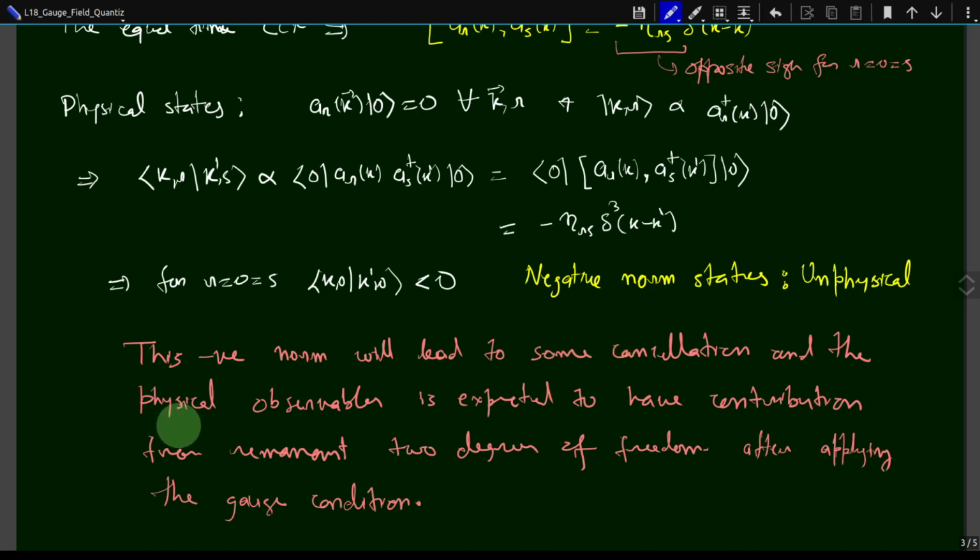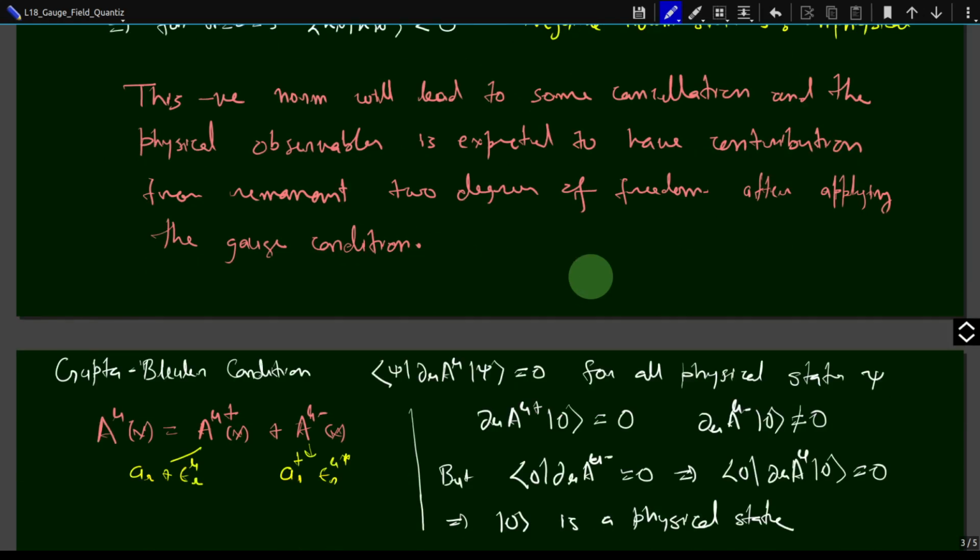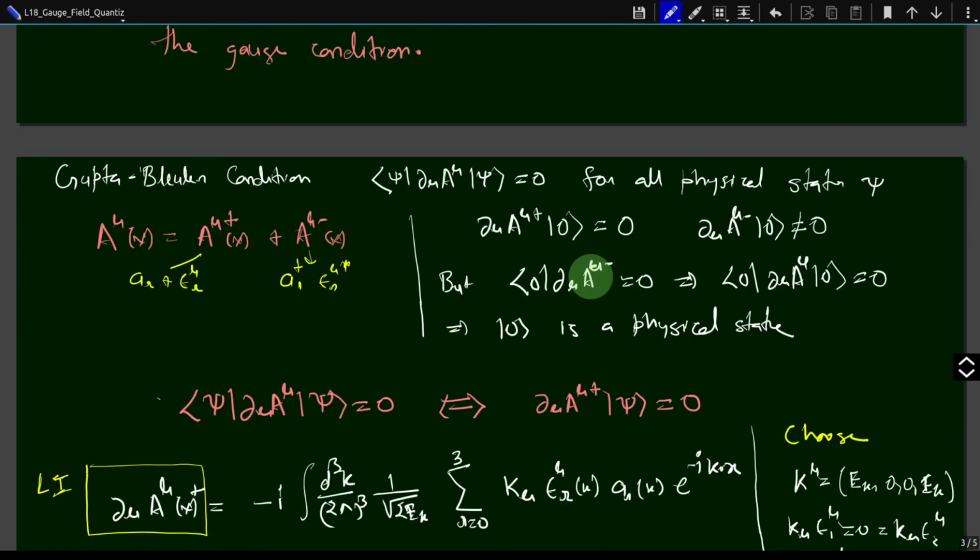So we expect that this particular negative norm will lead to some cancellation, and any physical observable that we are looking at is expected to have contribution only from the remaining degrees of freedom. That is after applying the gauge condition. We have not applied any gauge condition here.